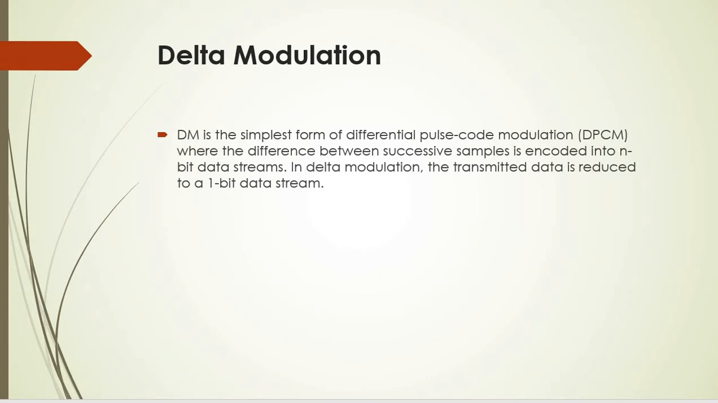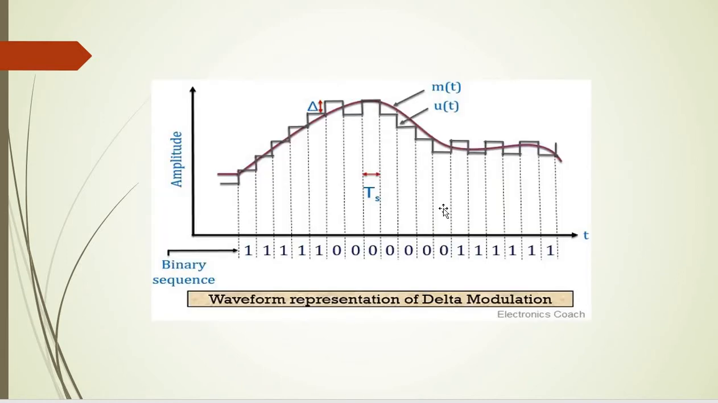So if the present sample value is greater than the previous sampled value, a 1 is transmitted, and if the present sample value is less than the previous sample value, a binary 0 is transmitted. So this can be easily understood from this waveform. This is our original information or the message signal that is represented by m(t), and this diagram represents the stair-step approximated waveform.